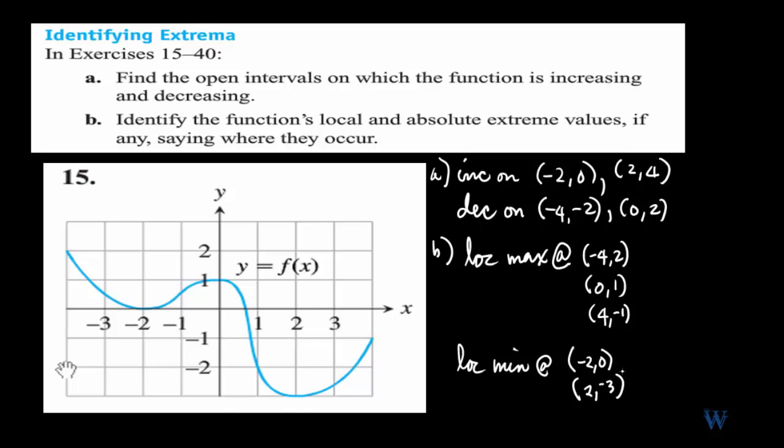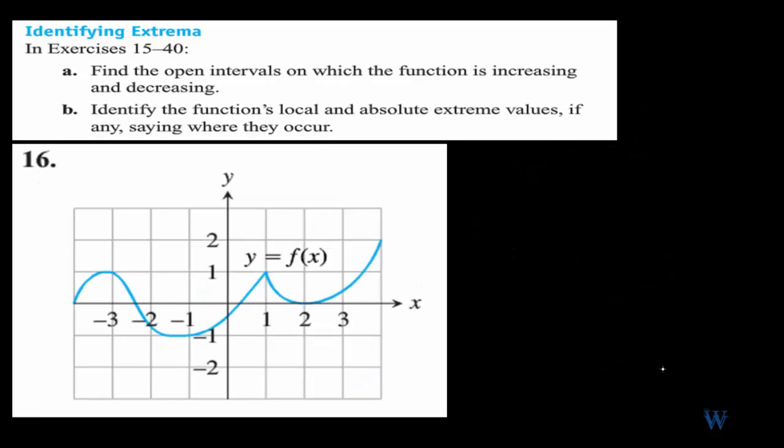And then out of the local, pick out the absolute. I'll just put a capital A to mean it's the absolute. You take all those values, and that's your absolute max, because that's the largest y value. And then between these two, there's your absolute min.